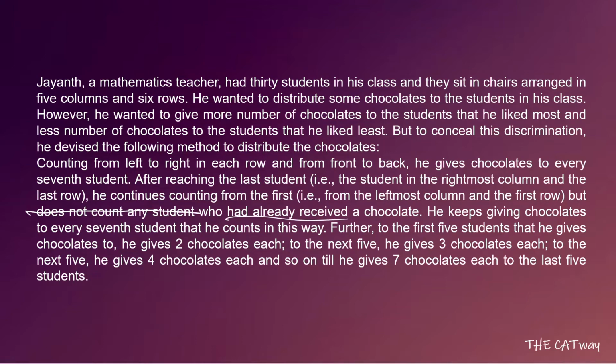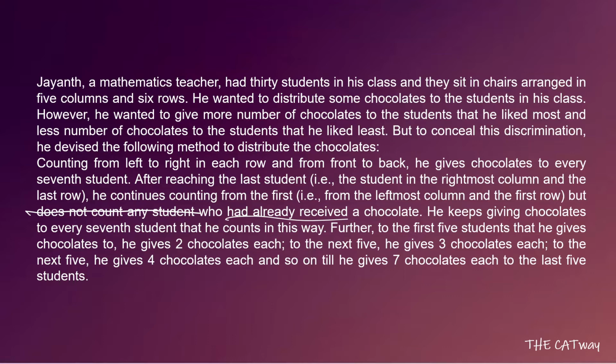That means suppose we have to count every 7th student. For every 7th student, suppose there comes a student in between who has already received a chocolate, we will not count that student as a block, we will skip that one. So let's say if we had to count up till 7, so we had to count 7 blocks. Instead of that, we will count 8 blocks if there is a student in between who has received a chocolate. So he keeps giving chocolate to every 7th student that he counts in this way.